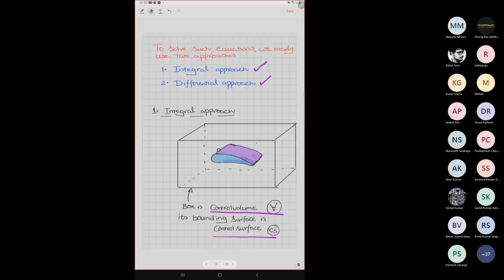And this box can be as arbitrary as possible. I can construct even a box only tackling the aerofoil. That kind of complex box I can also construct. But just for simplification, we are looking at a rectangular parallelepiped. The surfaces, this surface or this surface or the other surfaces, those surfaces we call control surfaces.